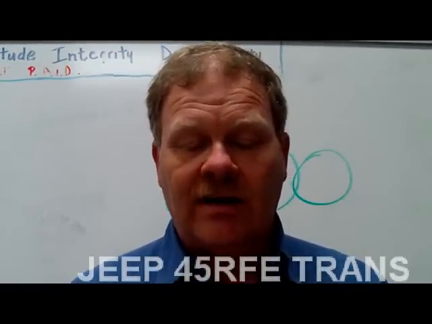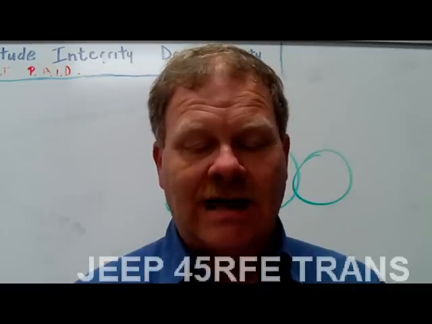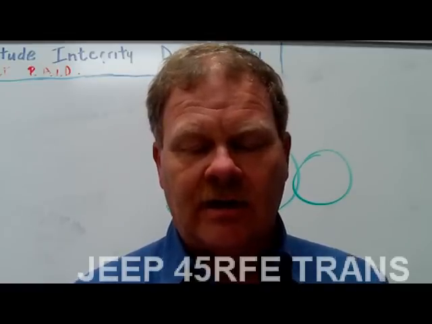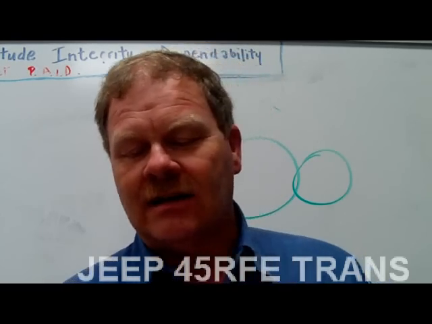In first gear, your underdrive and low reverse clutches are applied, and the overrunning clutch is active. The low reverse clutch is released when the output shaft speed reaches 150 RPM. And in second gear, the underdrive clutch and second clutch are applied together.